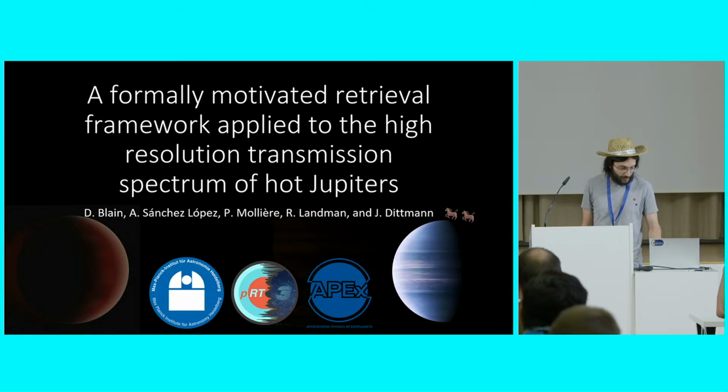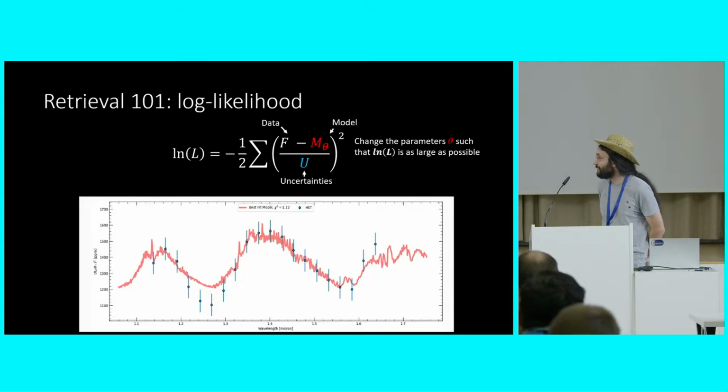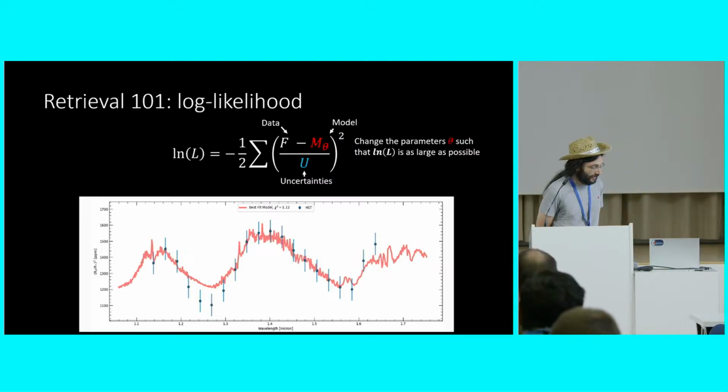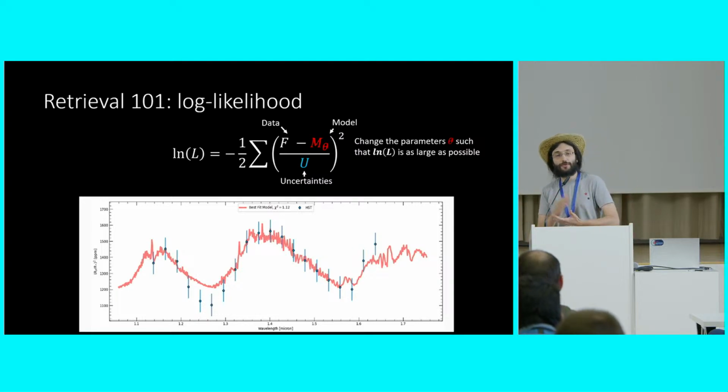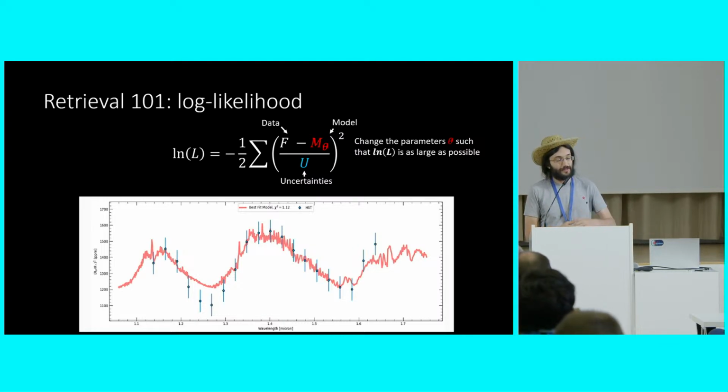So first I would like to talk about why we put so much effort into developing this high-resolution retrieval framework. We'll start with some very basic stuff. The goal of every retrieval algorithm is to try to maximize this log likelihood function that I put behind me. And in order to do so, you have to try to minimize the difference between your data and your model, and to do so, you adjust the parameters of your model.